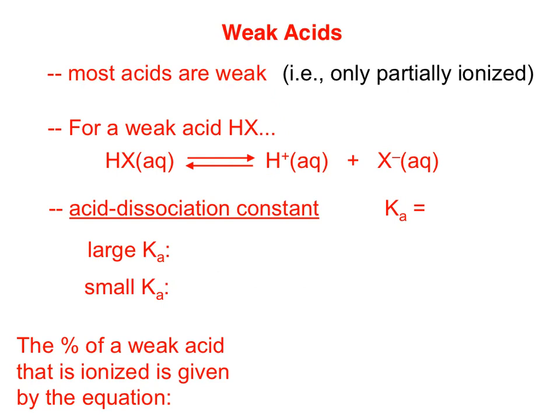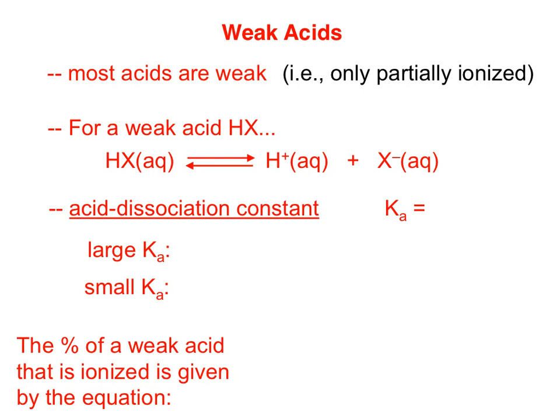weak acids. Okay, so most acids are weak. What does that mean? They're only partially ionized. If you're listening today during our lecture, I said, all right, well, we have to get motivated to get in the stuff that's not weak, and we only have seven strong acids. So this is what we're going to start talking about.